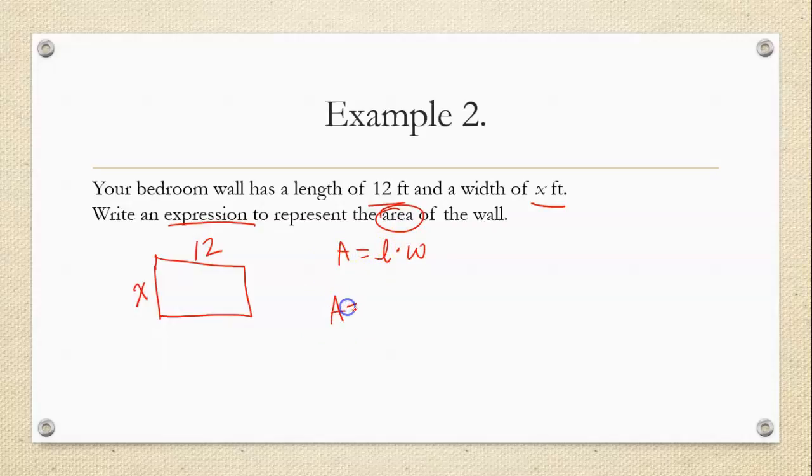So our area is going to be, the length is 12 and the width is x. That's it. You could say feet squared. Remember, area is always squared. So you most likely would write it like this. 12 feet times x feet is our area.